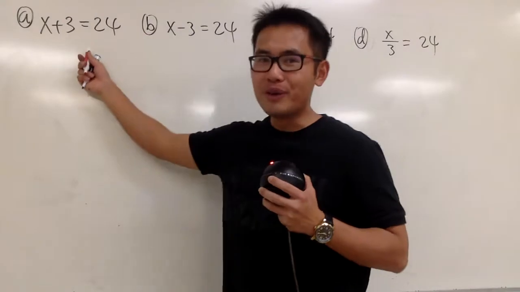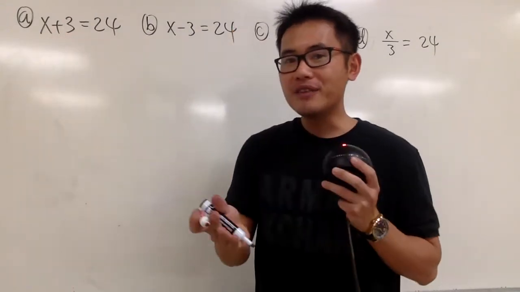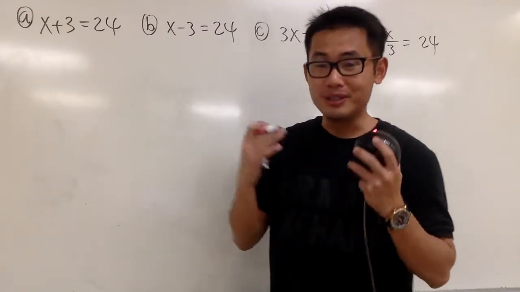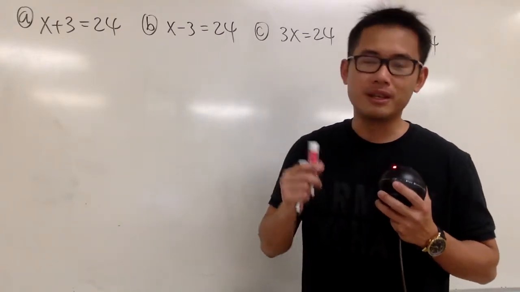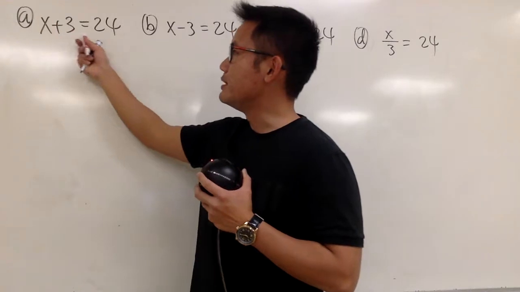Anyway, for the first one, we have x plus 3 is equal to 24. I know some of you guys can tell me the answer already without showing any work, but it's good to show work. And that's in fact the secret of how you can improve your math scores, okay? Anyway, x plus 3 is equal to 24.